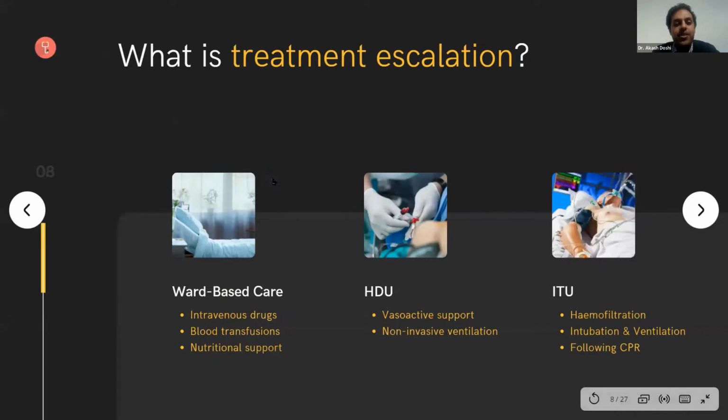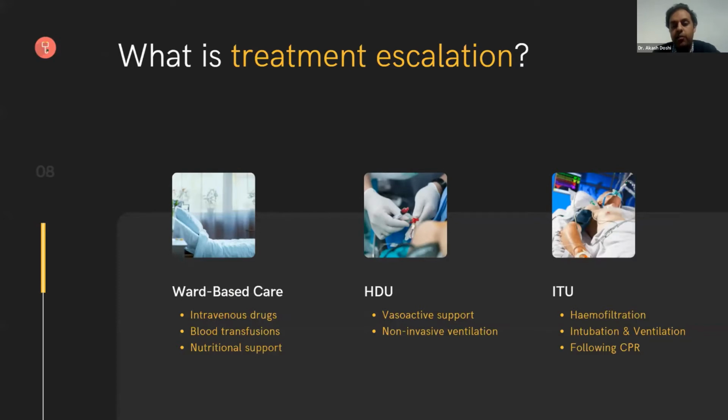And so what we're going to do is try and resuscitate this patient. We're going to try and give him lots of treatments to get him better. In a ward-based setting, some of those treatments that we might offer are intravenous drugs. So, for example, for this quite septic-looking patient, we may give him antibiotics intravenously. If he's anaemic, we may give him a blood transfusion, and if he's nutritionally depleted for a long while, then we may need to give him some nutritional support via an NG tube. These are the things that we can achieve in a ward-based setting.